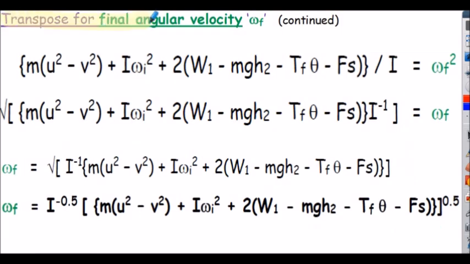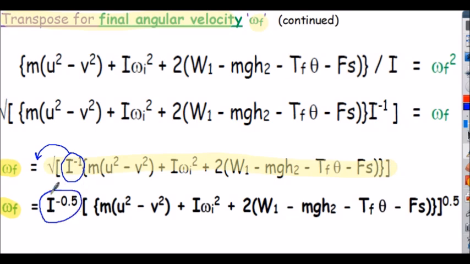So still transposing for the final angular velocity omega f. We end up with two formulae for omega f, one shown here, square root of this square bracketed term, and an alternative form for omega f shown here. This is where the I to -1 term here has been taken outside of the square root term. So it becomes I to -1/2, -0.5 here. And instead of the square root symbol here, outside the square bracket, I shall simply raise the square bracket to 0.5 for my final line.